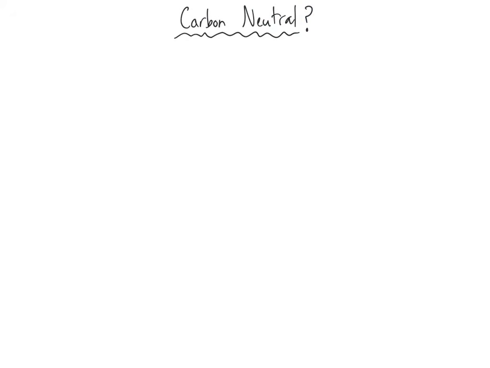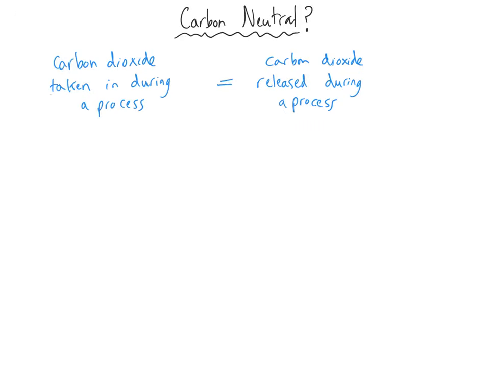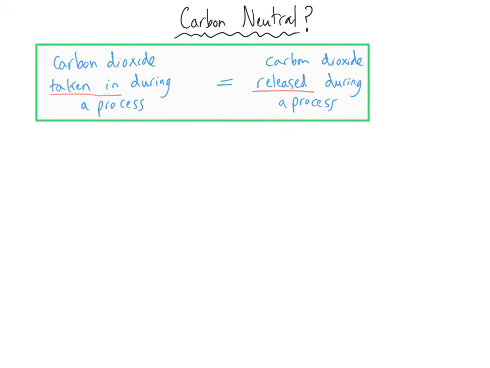Another really important difference between the production of ethanol from ethene and the production of ethanol from fermentation is the concept of carbon neutrality. Now, carbon neutral is to do with the carbon footprint, which is to do with the net carbon output from a particular process. If something is carbon neutral, this means that the carbon dioxide taken in during a process is equal to the carbon dioxide released during the same process. And that's a really, really important concept.